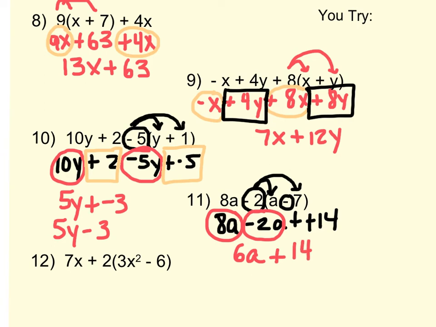And then lastly, the last problem, if we distribute this 2 here, we'd end up with 6x squared minus 12. And then in front, now we take a look at what we can combine, and actually in this one we don't have anything we can combine because the x term and the x squared term can't go together because they don't have the same exact variables.